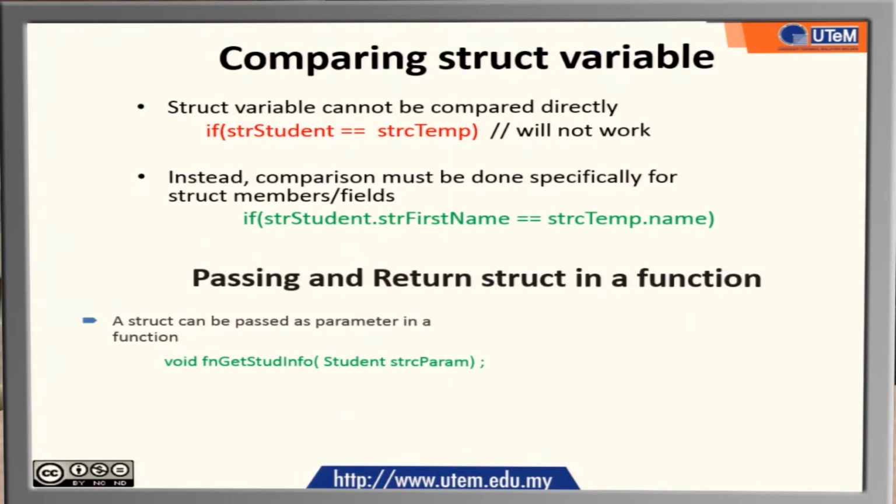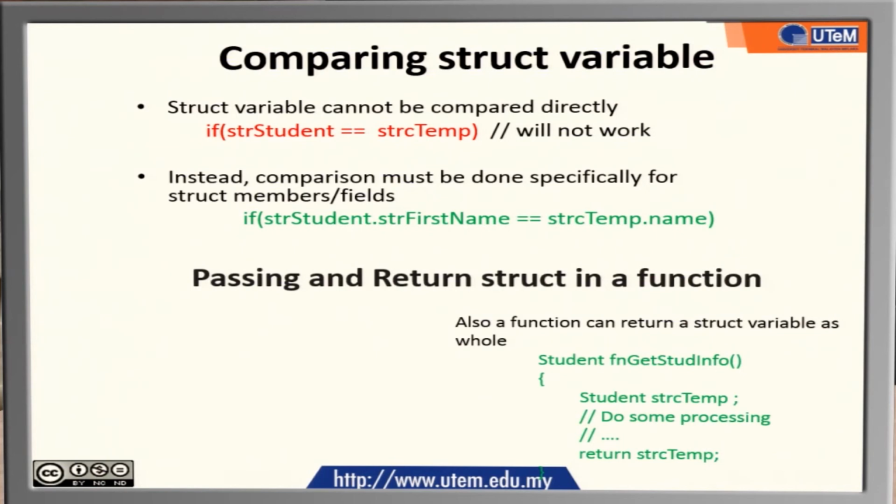Now we'll be looking at how to pass a struct into a function. To do this, this is just a simple declaration, where you have this function get student info, and you have one parameter which is the student. Student is actually a struct that we have declared previously, right?